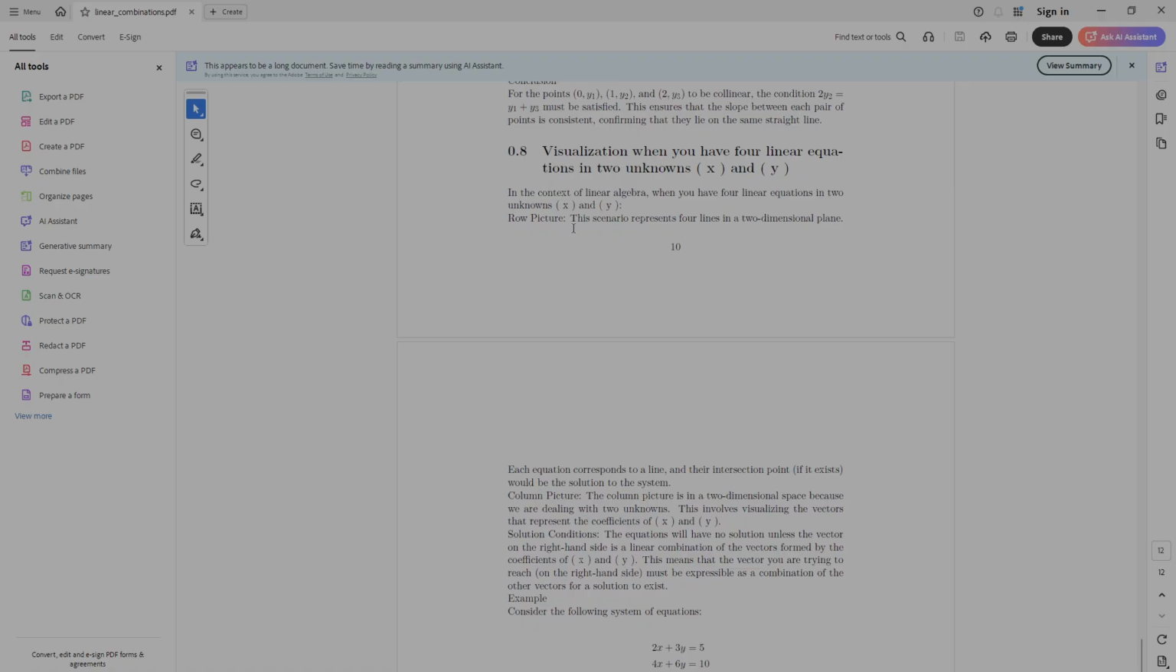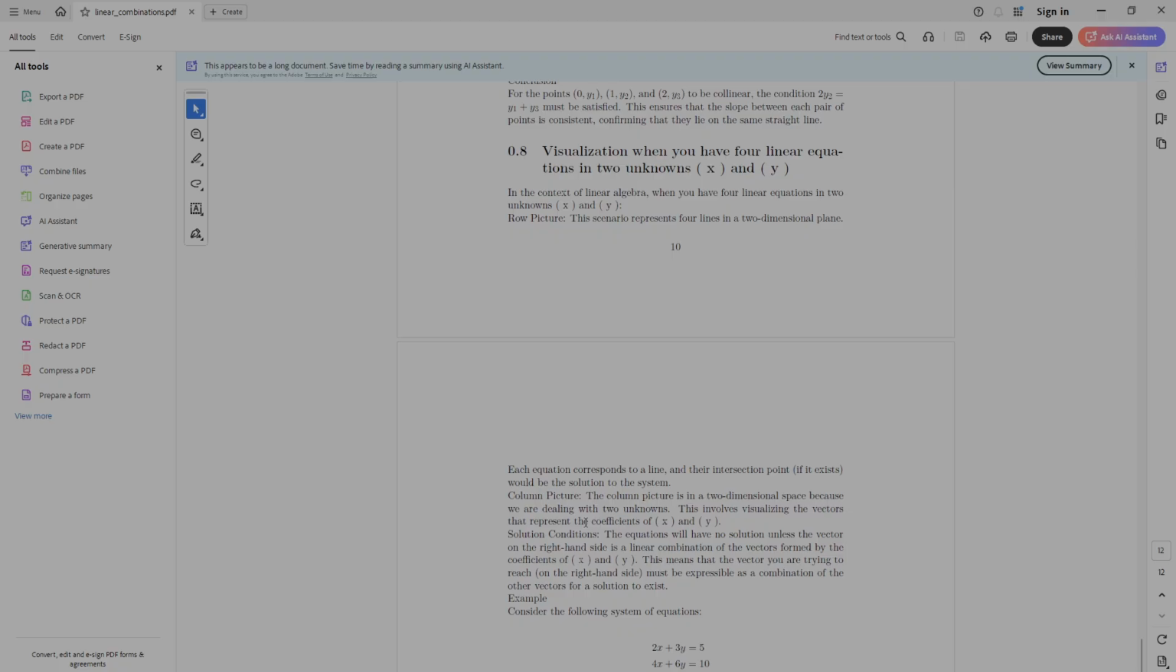So in the row picture, the four lines are represented in a two-dimensional plane. Each equation represents a line, and their intersection point, if it exists, would be the solution to the system. So the solution in two dimensions would be a point.